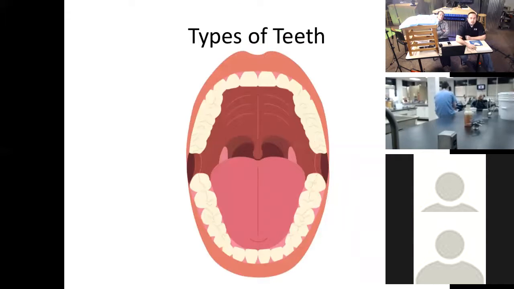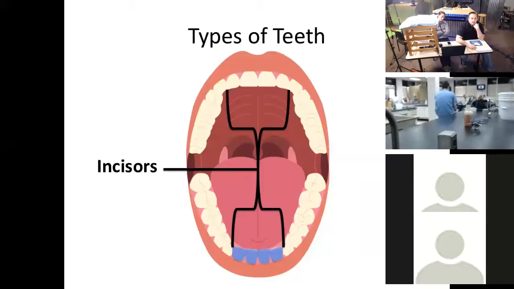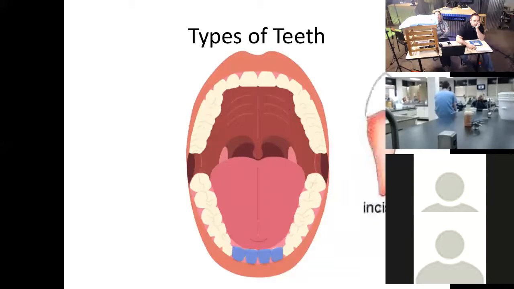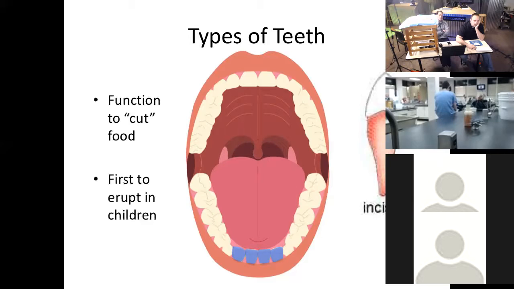So of the different types of teeth, the first ones that we're going to talk about are going to be in the middle, and the top and bottom, so for a total of 8. These are the incisors. Now the incisors are flat in the front, but they're fairly sharp so that they can help to cut food. And they're typically the first of the baby teeth to show up.